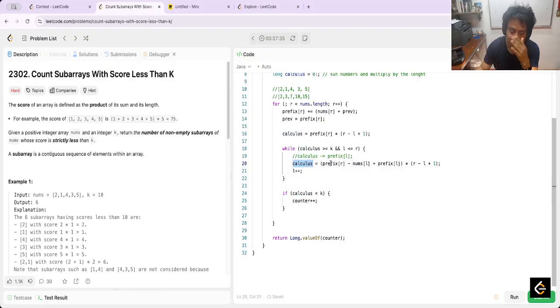Calculus. I'm wrong here. I'm sure that it is the prefix sum, but I don't know how. Okay, we have the calculus again. I forgot this. Currently, we have this 7. Okay, now 7.